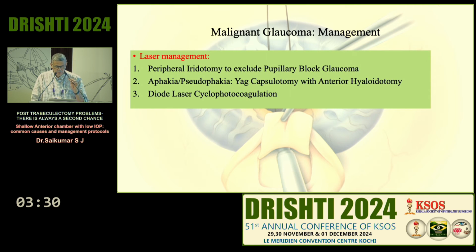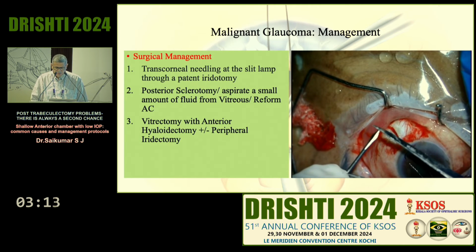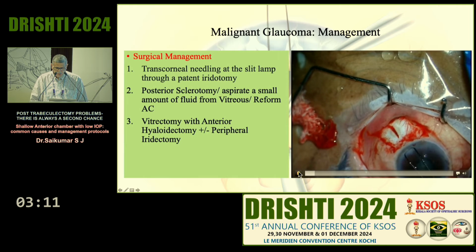You can do, in an aphakic or a pseudophakic eye, a YAG capsulotomy with an anterior hyaloidotomy. Hyaloidotomy preferably to be done in the periphery and not in the center. And in eyes with very poor vision, probably you can think of a diode laser photocoagulation. This is a video given by TG.